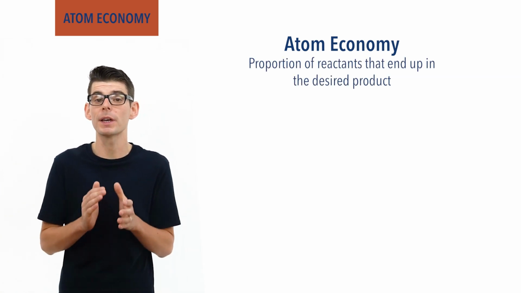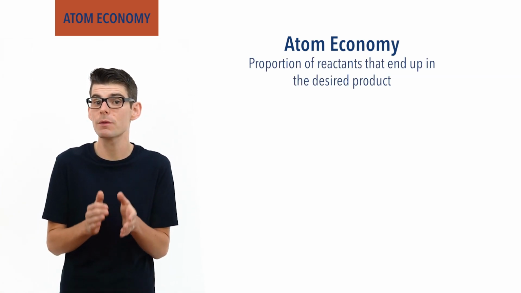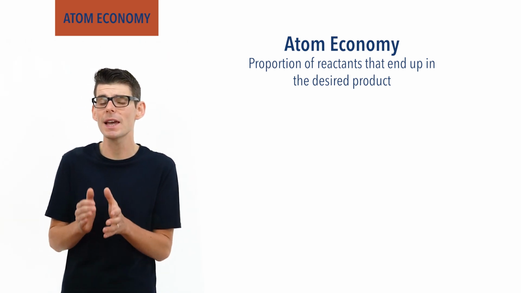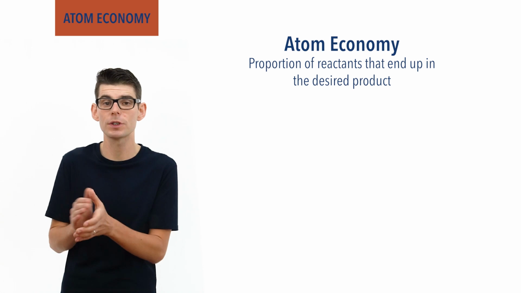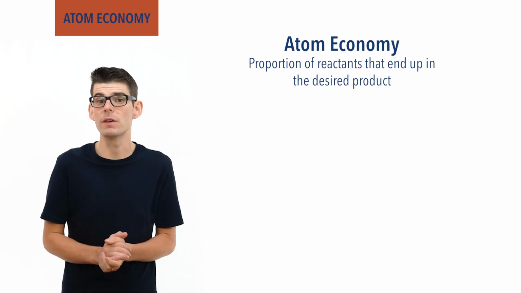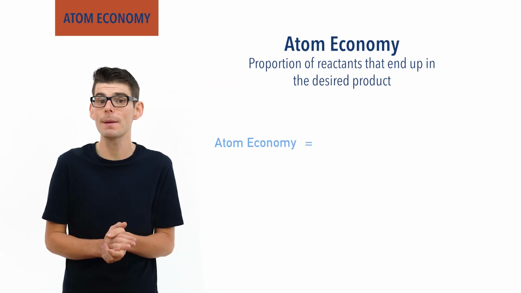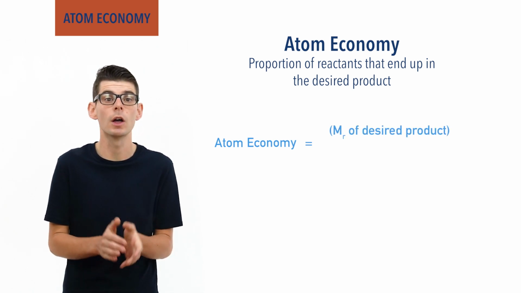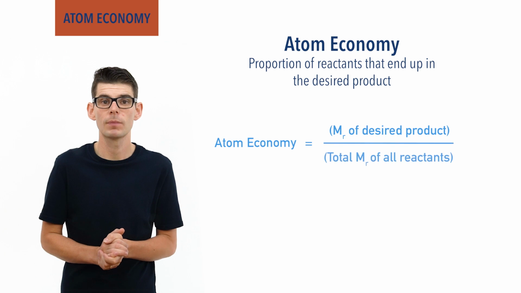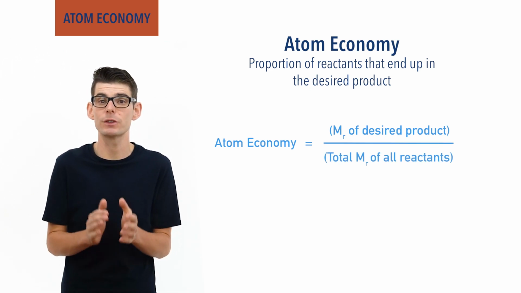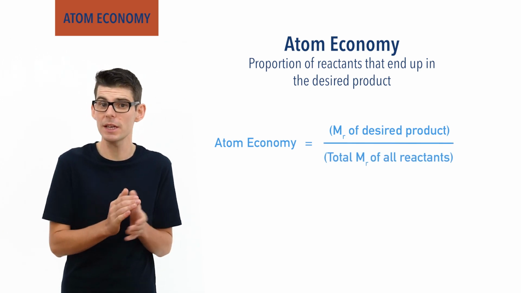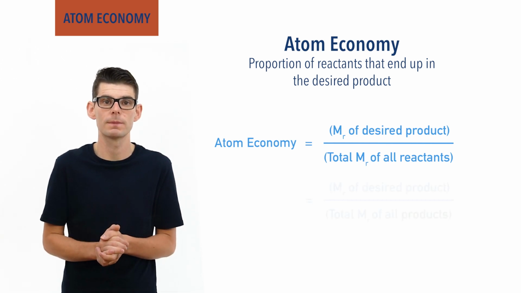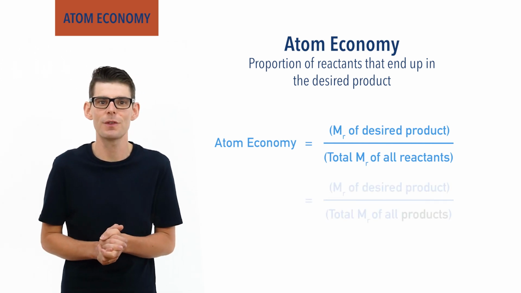We do this by comparing the total relative molecular masses of all reactants to the relative molecular mass of the desired product. The atom economy of a reaction equals the total MR of the desired product divided by the total MR of all reactants. You may also see this written as total MR of the desired product divided by the total MR of all products. This means the exact same thing.